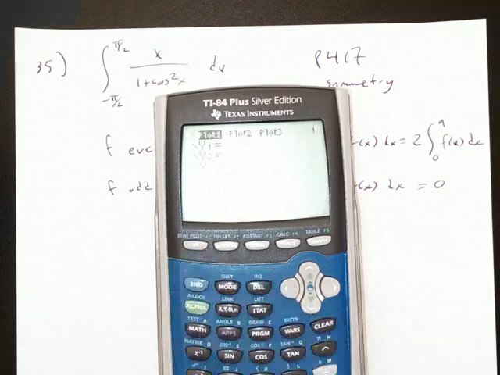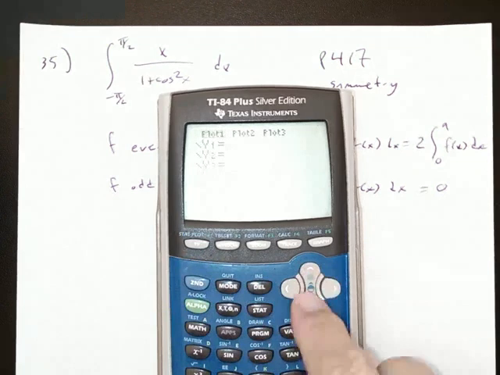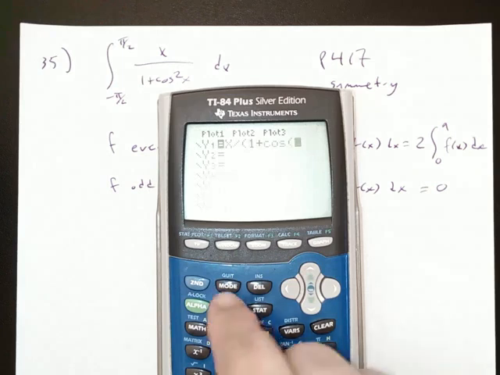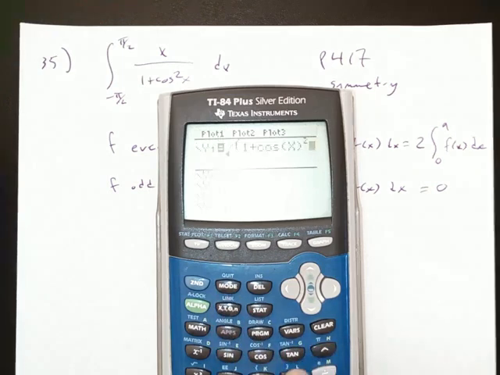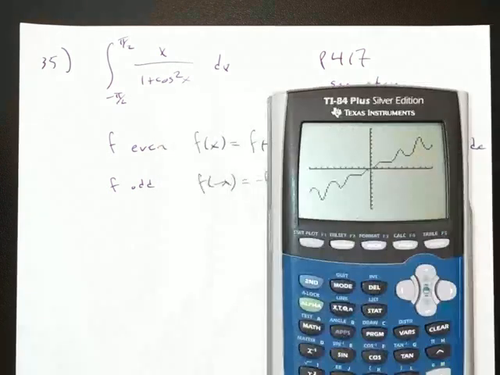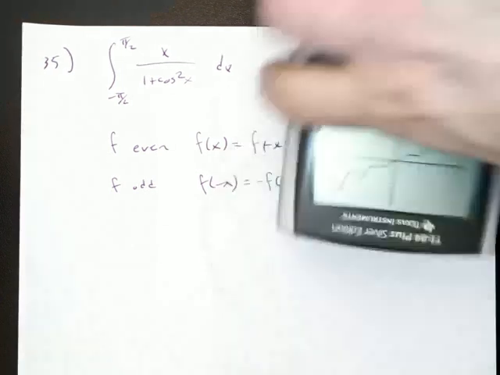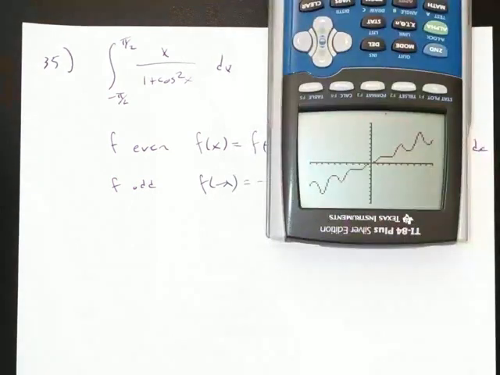So what do I see when I graph? I have to turn that off. When I graph x over parentheses 1 plus cosine of x, then square it, then close the parentheses, I get a picture where the left side is the upside down version of the right side, yes? Same picture when I turn it upside down by 180 degrees, rotate it.